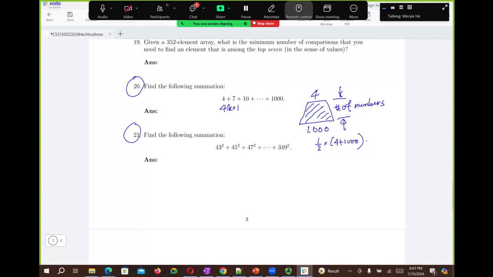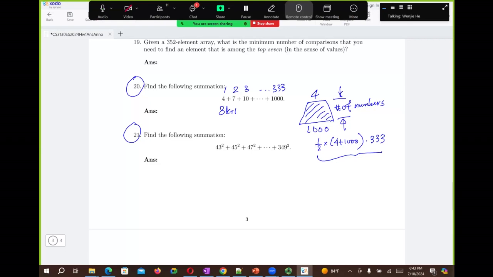Here the difference is 3k plus 1, right? So 3k plus 1, not 4k. So the first term k equals 1, the second term 2, 3, and the last one is 333. So then 333. That's the correct way.